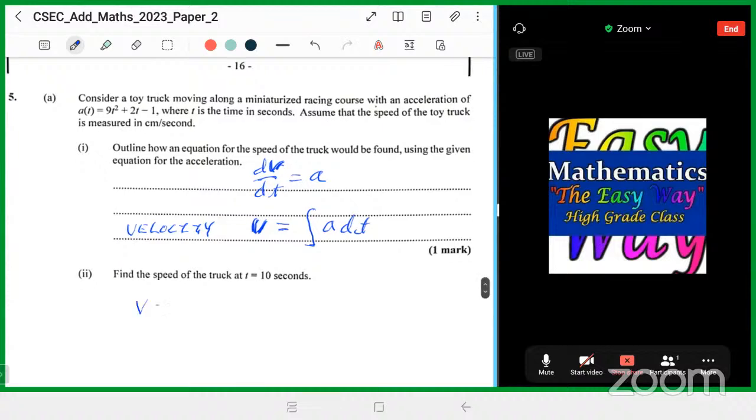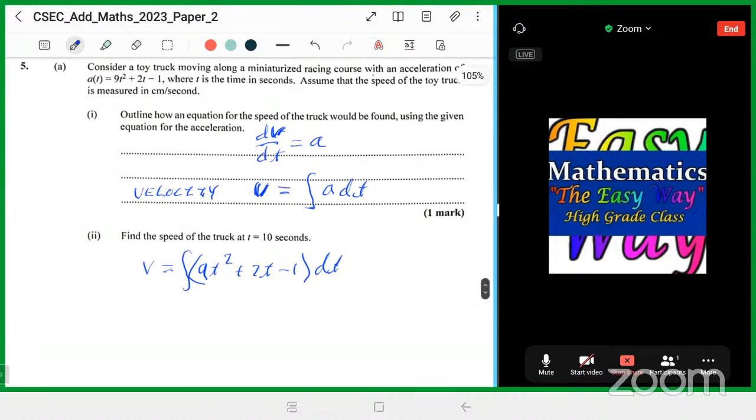So the velocity will become the integral of the acceleration, which is this expression, 9t squared plus 2t minus 1 with respect to t. So integrating that, the velocity becomes, add 1 to this power, I get 3, and divide by the new power of 3. You can cancel that 9 to give me 3t cubed. That is correct.